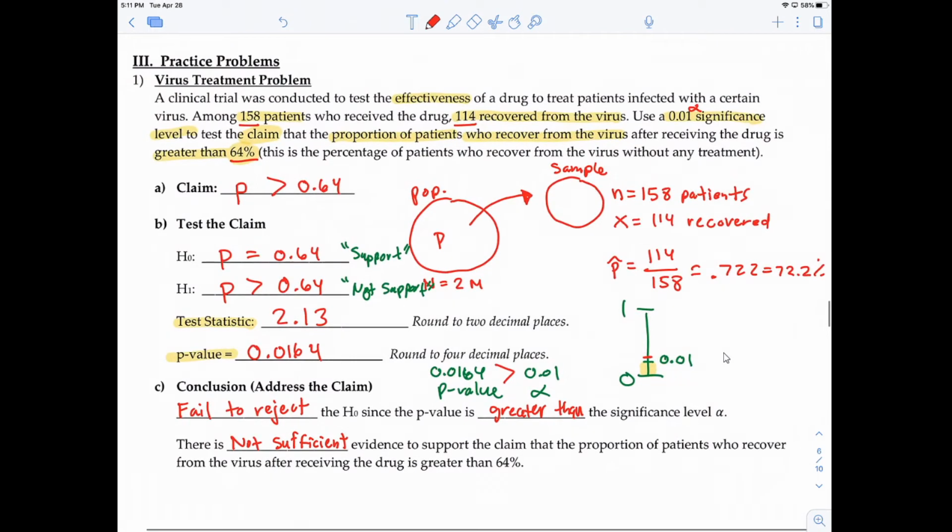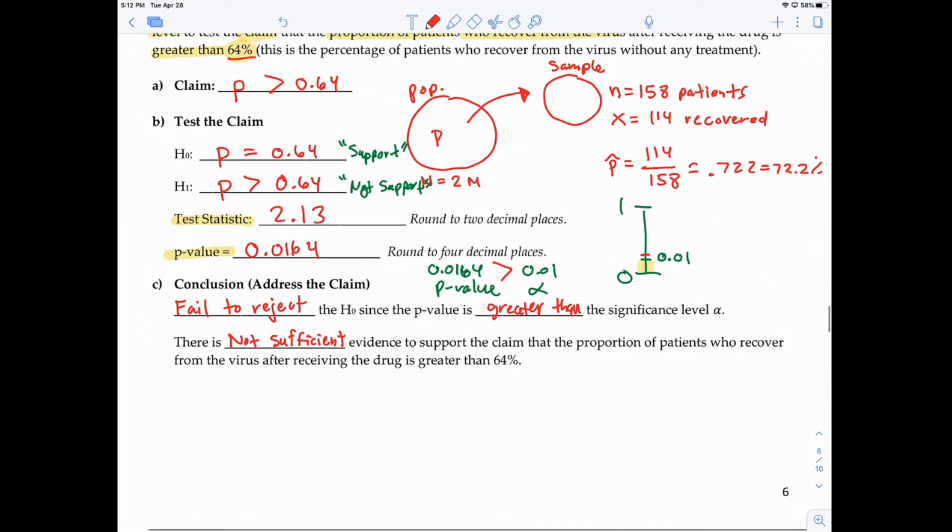First, you have to know what parameter we're dealing with in this hypothesis test. Recall that we're dealing with a proportion, that's why we have the P here. The P represents the population proportion, which in this problem was the population proportion of those who recover from the virus. So that's the first thing we have to know, that it's dealing with a proportion.